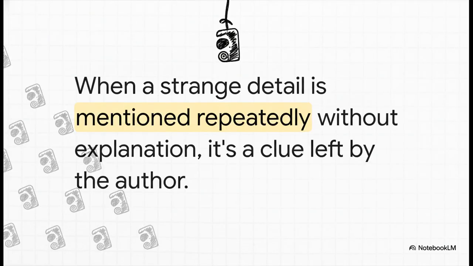First up is the dangling motif. This one is all about repetition. You see, when a writer mentions a strange detail once, it's just a detail. But when they mention it again, and they never really explain it, that's not an accident. That is a clue they've left dangling for you to find and pull on.